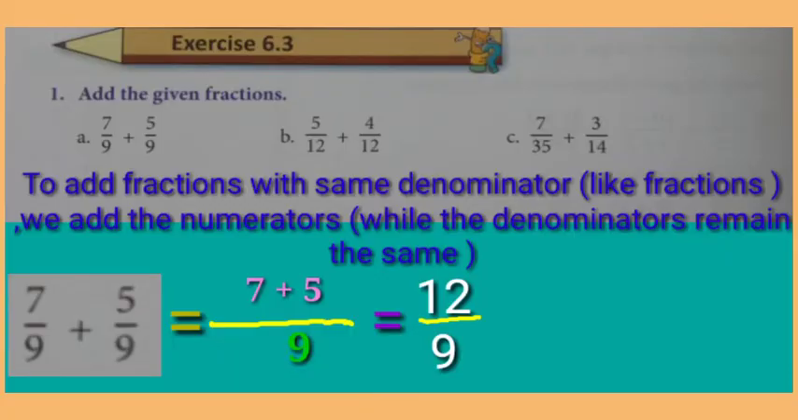Exercise 6.3, question number 1. Add the given fractions. Part A, 7 by 9 plus 5 by 9. Addition of like fractions follows. To add the fractions with the same denominator, that is like fractions, we add the numerators while the denominators remain the same, that is 7 plus 5 by 9, which equals 12 by 9.